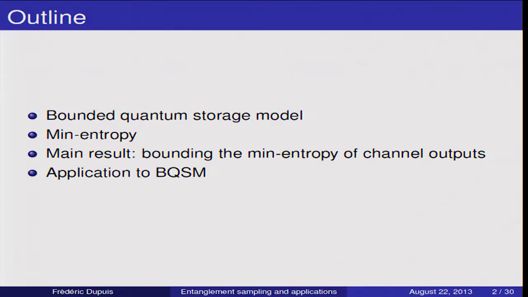Now, for the sake of concreteness in this talk, I'm going to talk about a particular type of limitation of adversaries. Namely, I'm going to talk about adversaries that have perfect quantum memory, but only a limited amount of it, so they can't store everything.